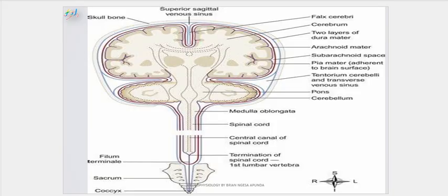So this represents the coronal view, or the frontal view of the brain in terms of cross section. So we have the two cerebrum, or we acknowledge that we have the two layers of the dura. So let me access the two layers of the dura.